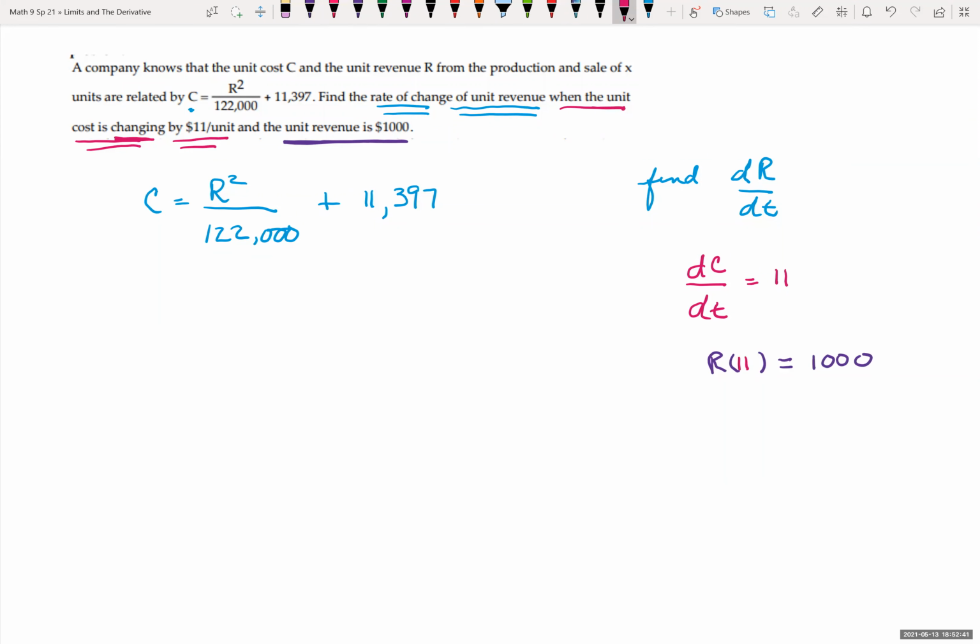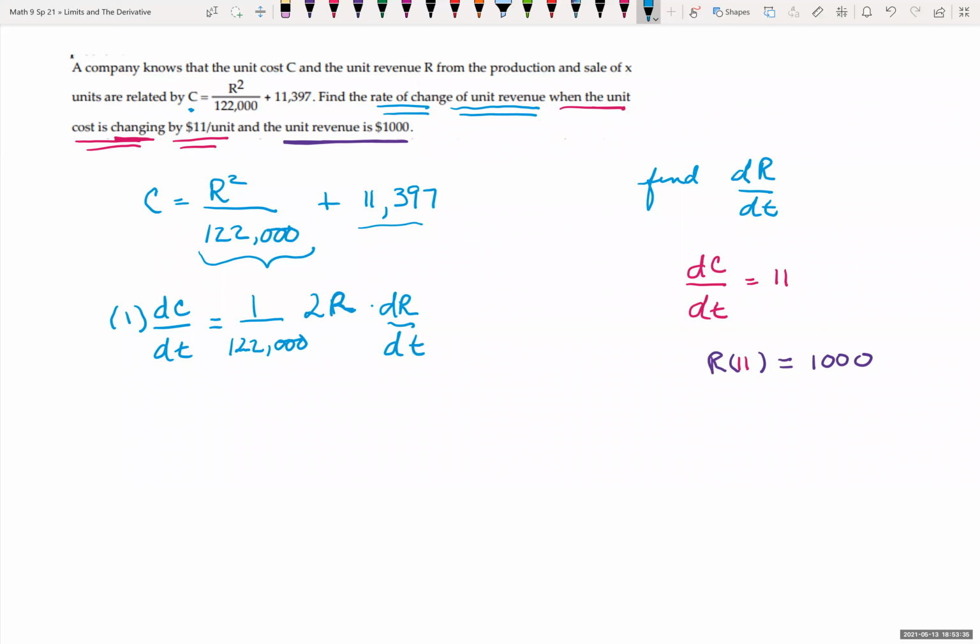So all we're going to do, we're already given an equation. We're going to go through and use implicit differentiation and differentiate both sides. So the derivative of C is just 1, but that was with respect to time. It's a function with respect to time, so we need to use the chain rule, and we tack on that dC/dt. It is equal to, now taking the derivative of R squared over 122,000, think of that as 1 over 122,000. That's just a coefficient in front times the derivative of R squared, which we know is 2R, plus the derivative of a constant, which is 0. We took the derivative with respect to R, so we can't forget to tack on that dR/dt.